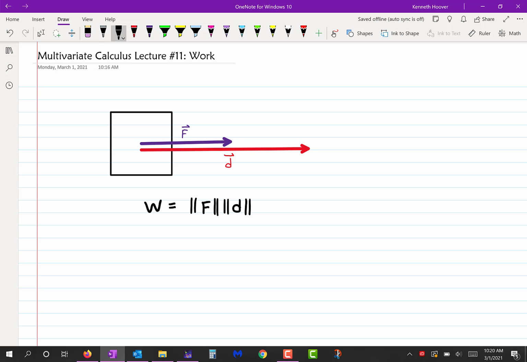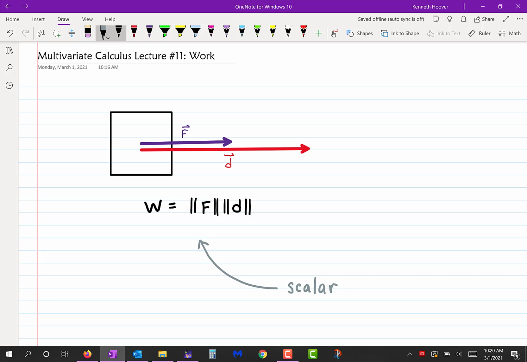Now let me ask you a question. What kind of object is this? In this class we deal with two kinds of objects all the time, intermingled with each other, and those two kinds of objects are vectors and scalars. So is work a vector or a scalar? Well, the magnitude of F is a scalar, and the magnitude of D is a scalar, and when you multiply two scalars together, you get a scalar. So work is a scalar, not a vector. It's a number.